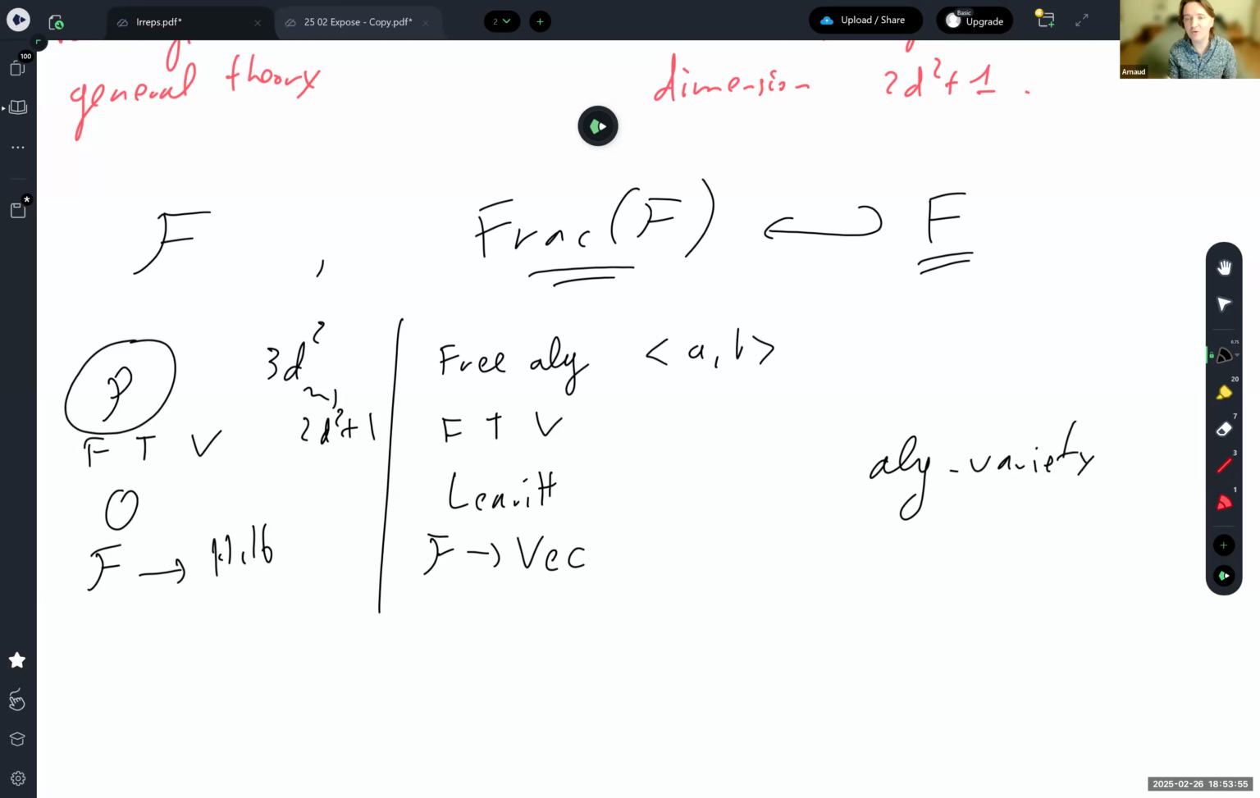And if you take them over the complex numbers, they are the so-called Nakajima quiver varieties. It's exactly what you get. Yeah. Okay. Thank you. That's a nice story in the algebraic context.